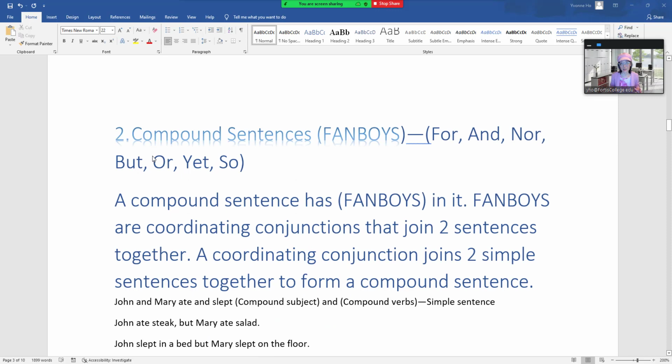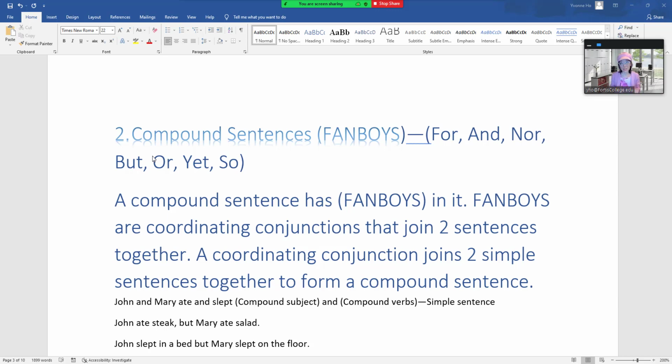The second kind of sentence is a compound sentence. The word compound means two. So if I say compound subject, that means you have two subjects in a sentence. Mary and Joe go to the party. Compound verbs means two verbs in a sentence. John ate and slept, so that's a compound verb.